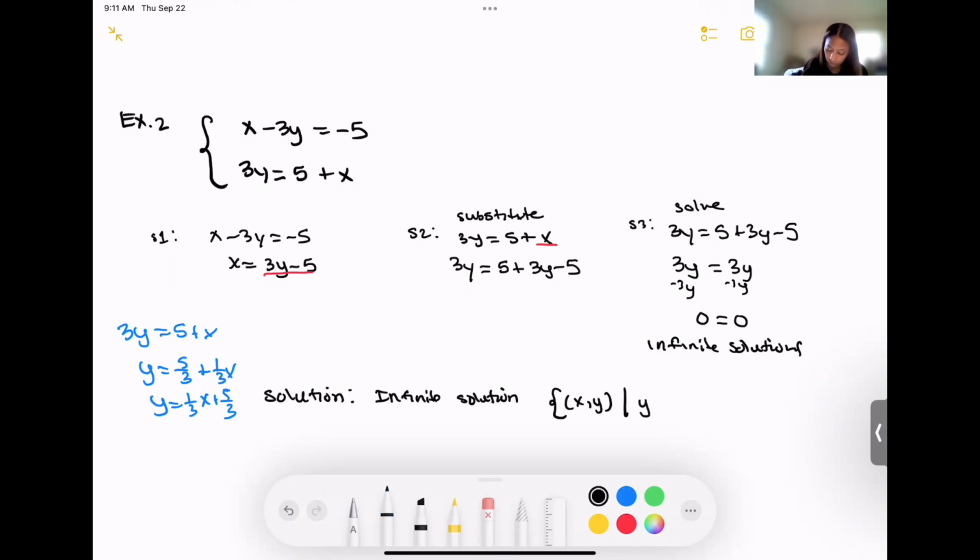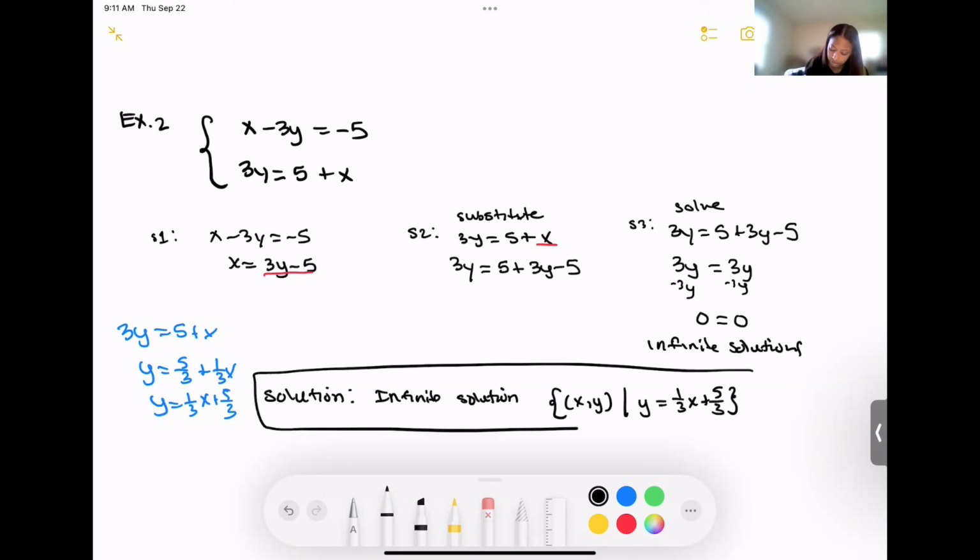So y equals 1/3 x plus 5/3. This is how we want to write out our answer. This is saying that there are many points, infinitely many points, that satisfy this system of equations. If we pick any point that's on the line, 1/3 x plus 5/3, it'll give us a solution.